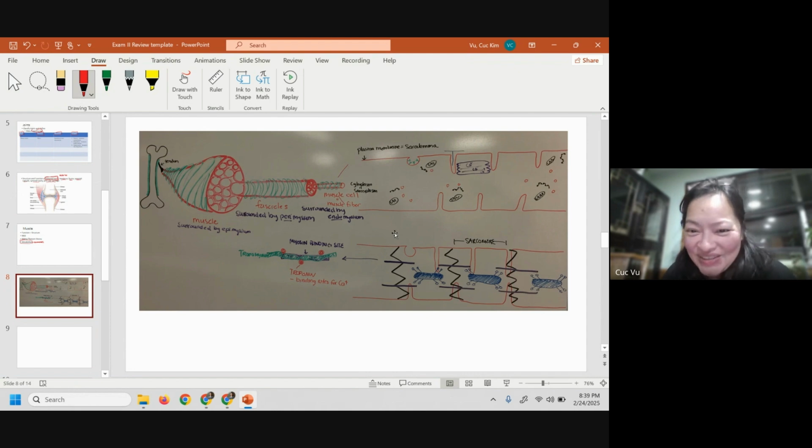Okay, so let's see. And then I zoomed in. So when I look at the muscle fiber, aka the muscle cell, I recommend doing it in 2 layers because there's just too many things in there. So the approach that I took is to go through the muscle cell as a cell. In other words, what are the organelles in there?